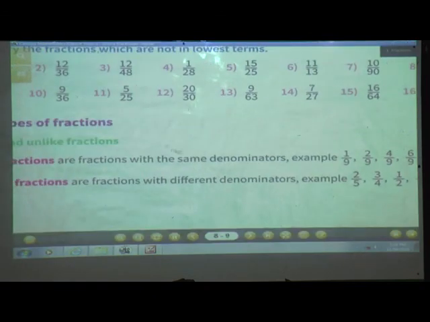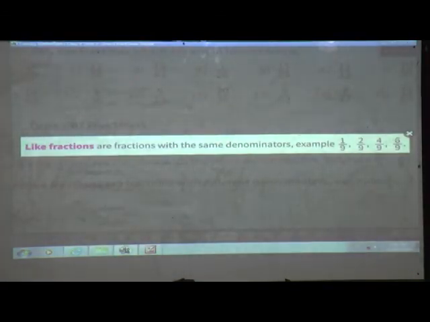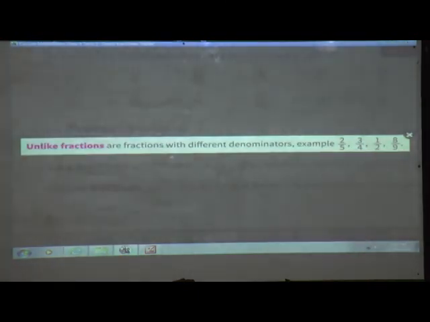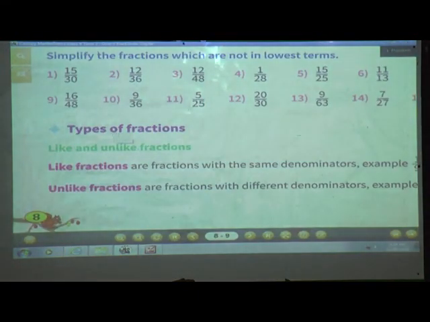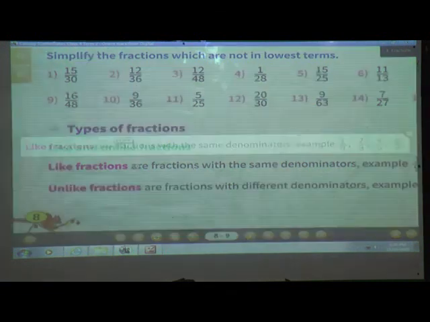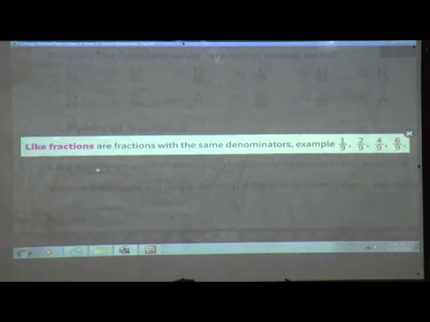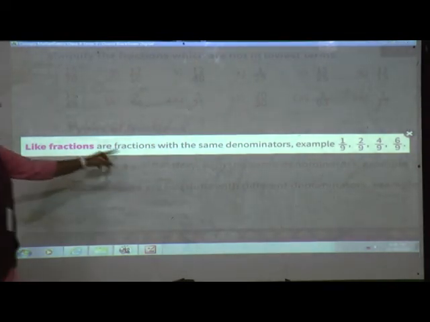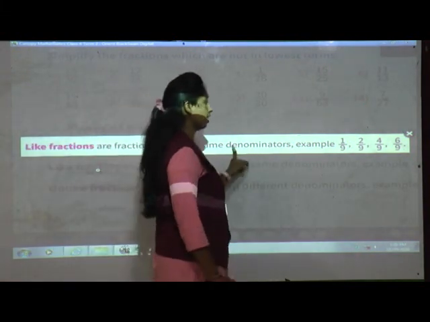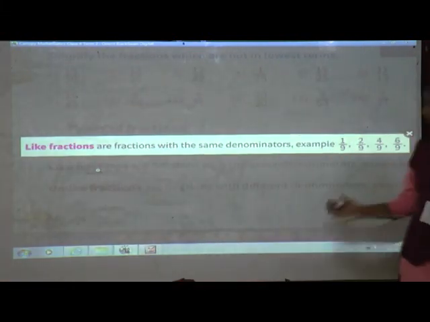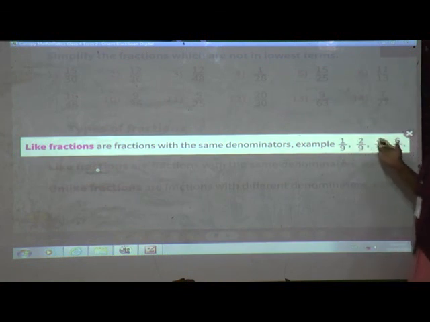Now see. Just now I explained to you about the types of fractions. There are two types, like and unlike. In that, first, what are like fractions? Like fractions are fractions with the same denominators. For example, 1 upon 9, 2 upon 9, 4 upon 9, 6 upon 9. Can you observe the denominators are the same? Like fractions are fractions with the same denominators. Clear?